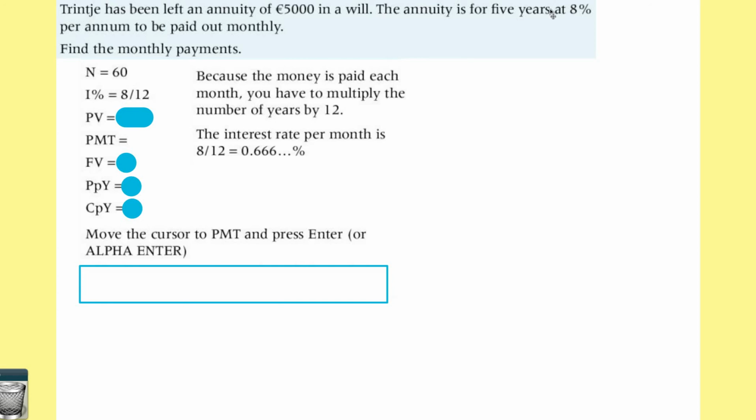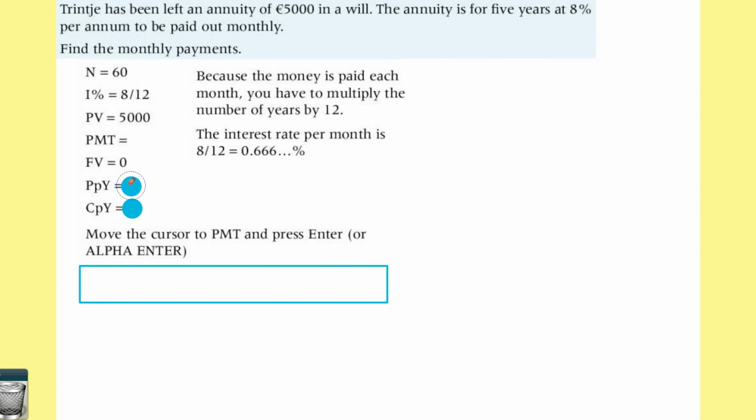So the annuity per annum to be paid out monthly, we divide the interest. Then our present value is 5,000, because that's what it started with. It started with that already in there. I didn't lose any of that money. Our FV, our future value, is 0 because we're not supposed to have anything in there at the end, right?